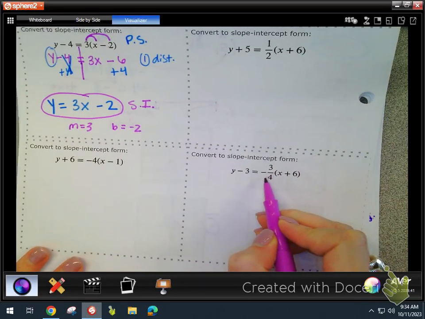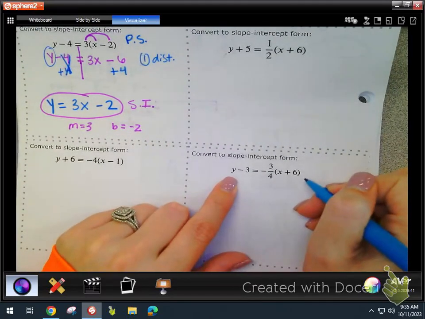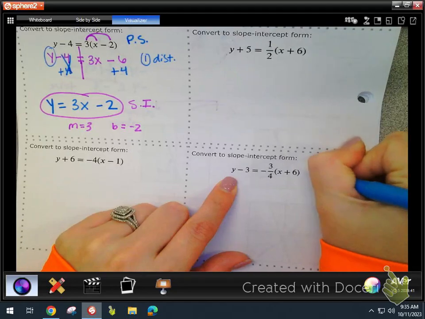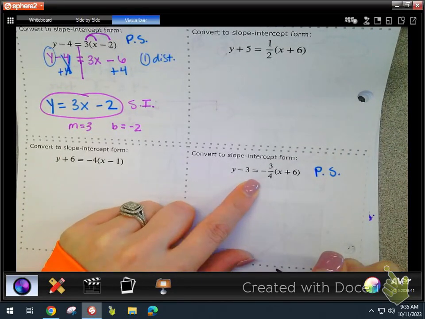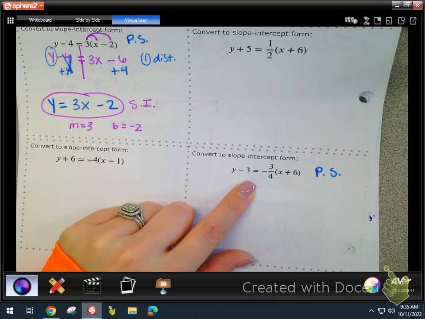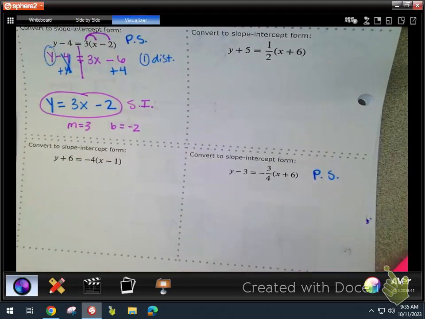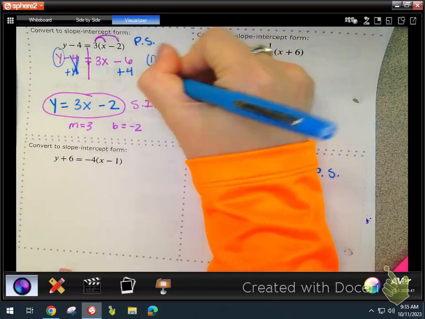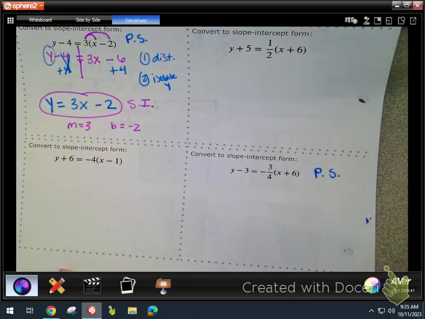Okay, but this problem, y minus 3 equals negative 3/4 times x plus 6. What form are we starting in? Point slope. We can abbreviate. Okay, this is our point slope form. It kind of looks like point slope form on here. You got parentheses going on, that type of thing. So we got 2 steps. Oh, I meant to put step 2. Isolate y. Okay, so step number 1.